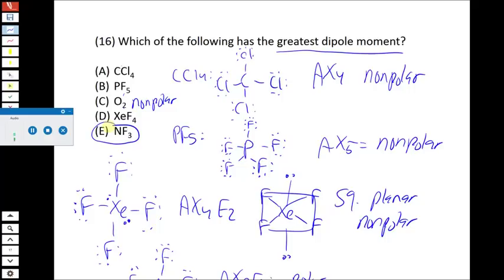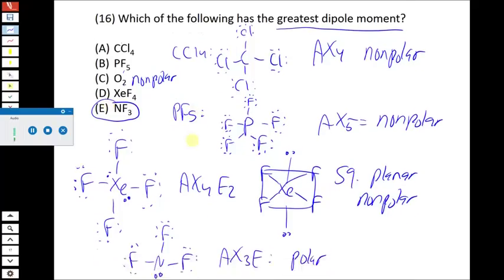All right, questions on molecular polarity? All right, so again, molecular polarity via CPR are closely related.